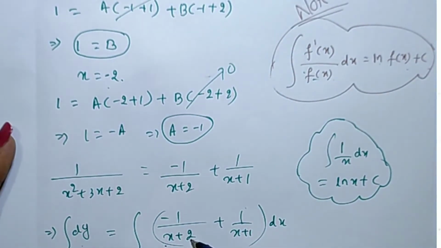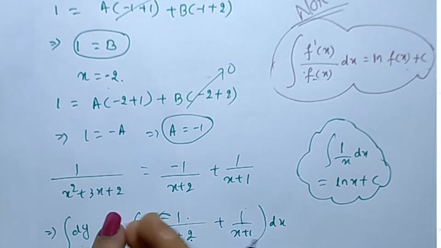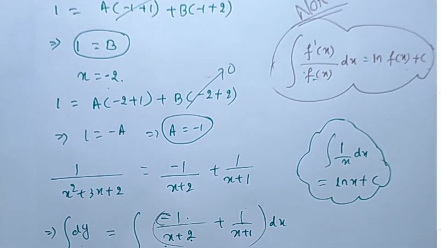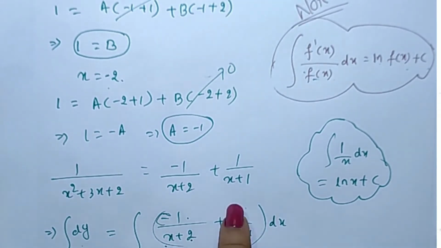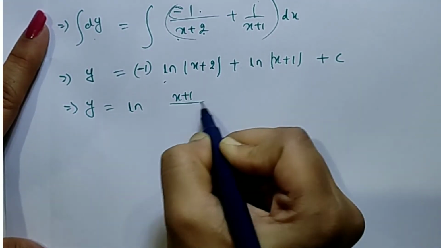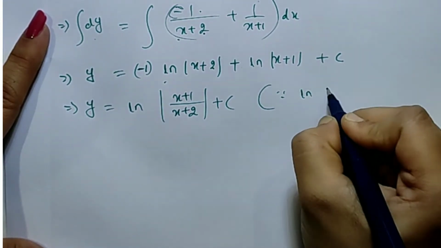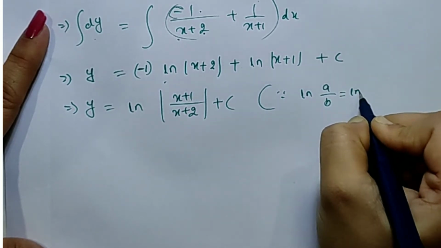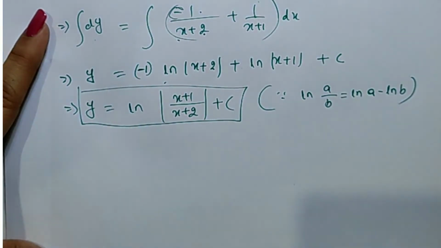So the derivative of x plus 2 will be 1. So here is 1. If you are saying this is minus 1, then I can write this minus 1 outside of the integration part. Now the derivative of x plus 1 is 1, which is in the numerator. So I can write ln |x plus 1| plus c. Implies that y is equal to, now these two terms will be ln |x plus 1 by x plus 2| plus c. Why? Since ln a by b is equal to ln a minus ln b. Now this is our general solution.